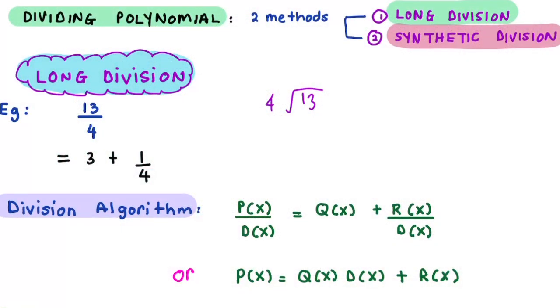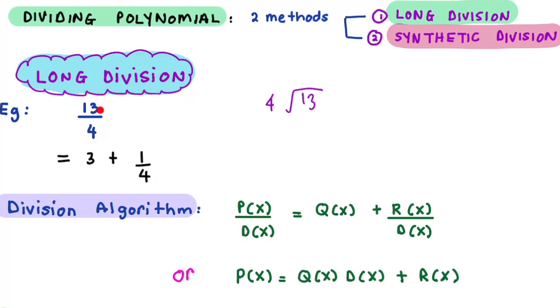Now let's see the next one, which is dividing polynomials. We want to take two polynomials and divide them. We have two methods to solve: first is using long division, which is the traditional method of dividing, and the next one is a shortcut way, which is synthetic division. Let us go through long division.